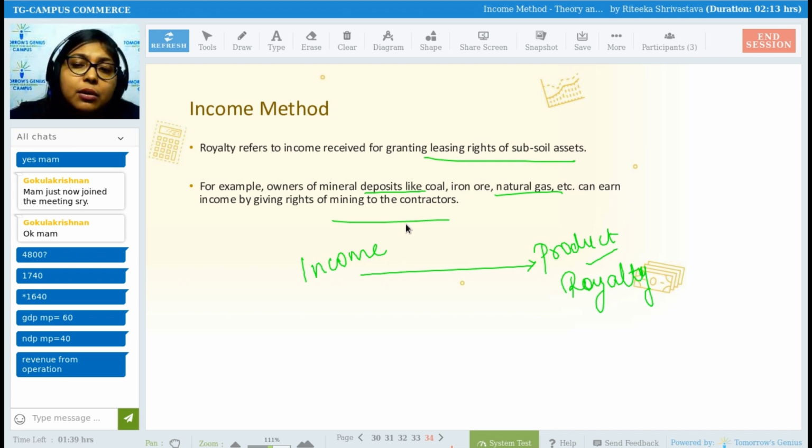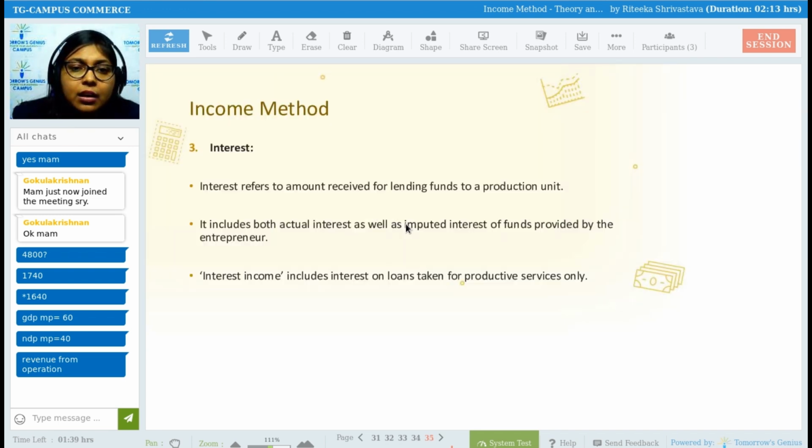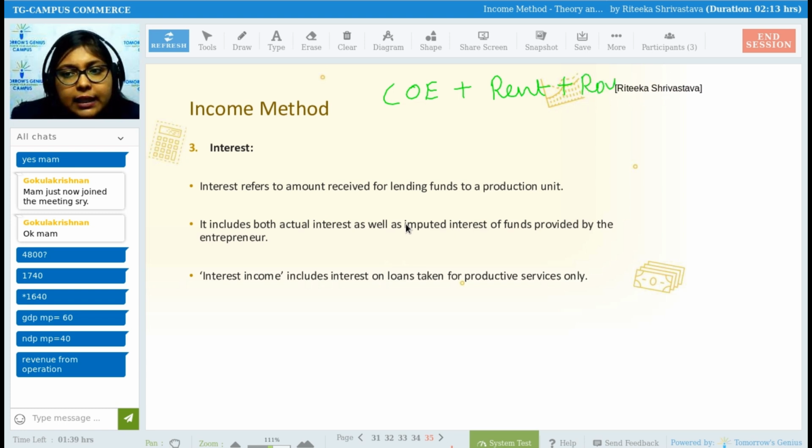So in that case, you will request or ask for permission. Then I will say, okay, fine, you also start doing mining, but whatever income you are generating, some part of it you are going to give to me in the form of royalty. So first we saw compensation of employees, then we saw rent, then we saw royalty. The next thing we are going to see is interest.